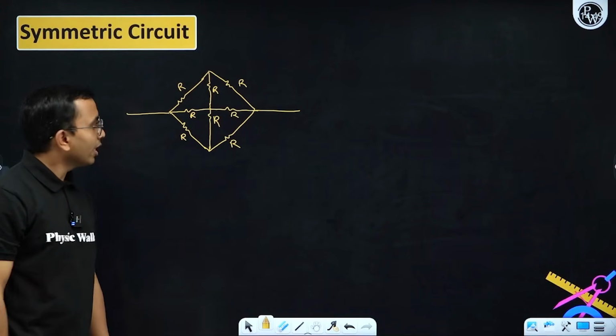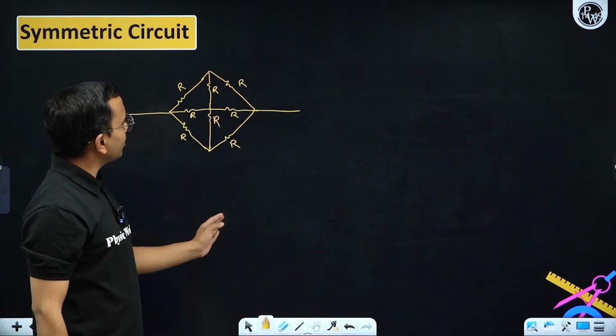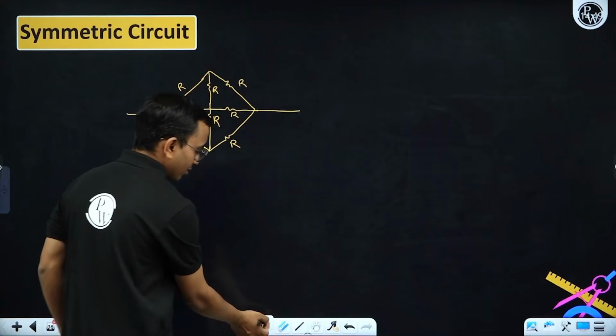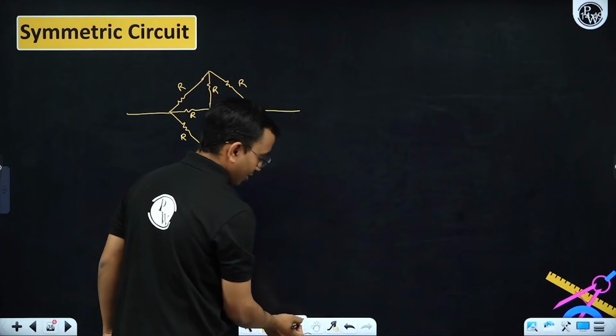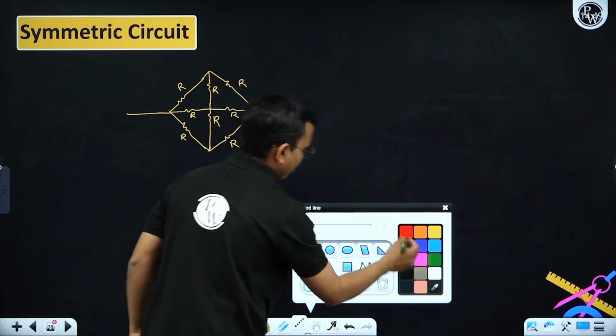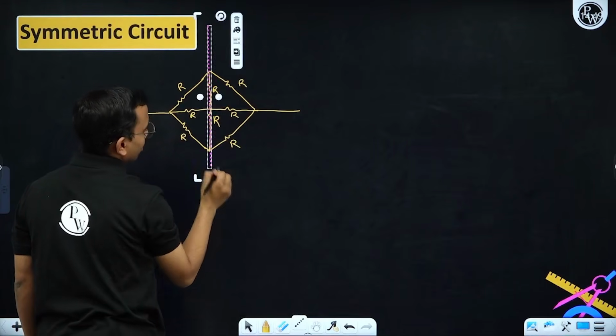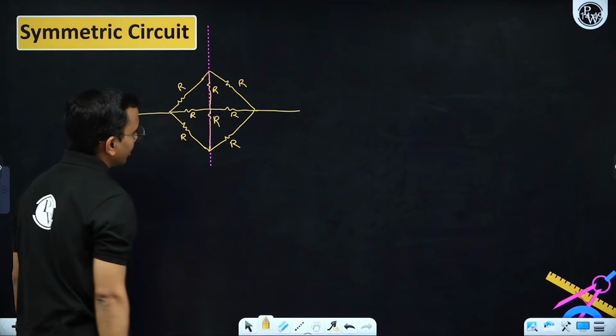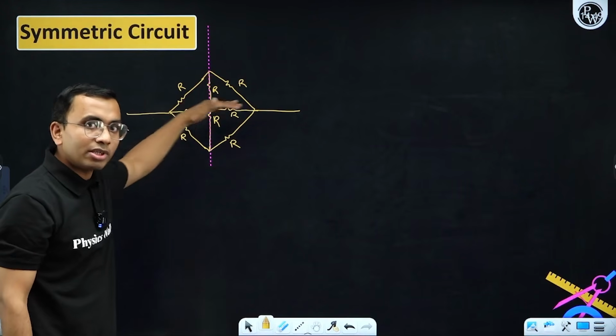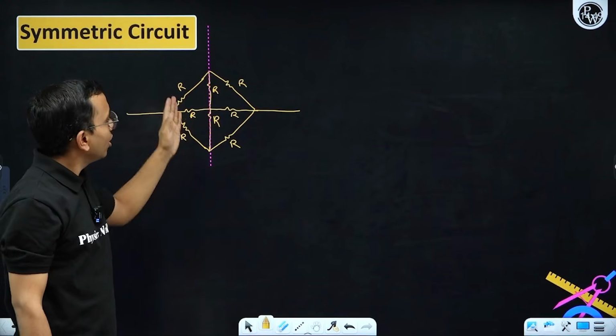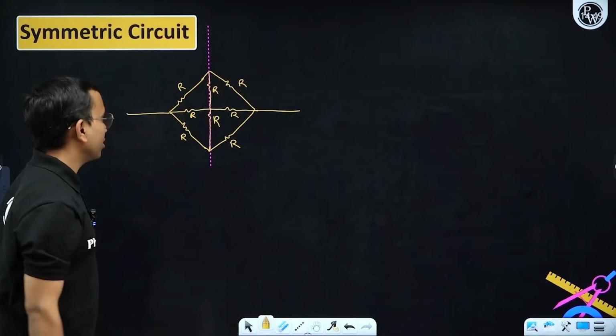So what we need to do? Here we can very clearly see that there is a symmetricity about this line. Which line? Let me draw that line. About this line, the circuit is symmetric. It is also symmetric about the horizontal line also. I'll talk about that.